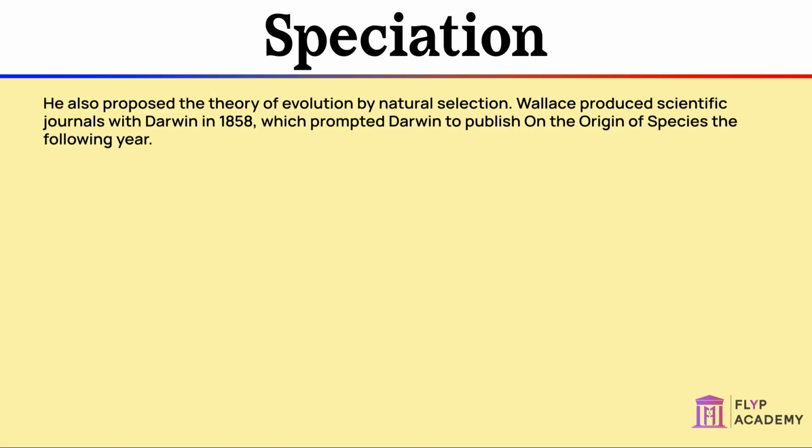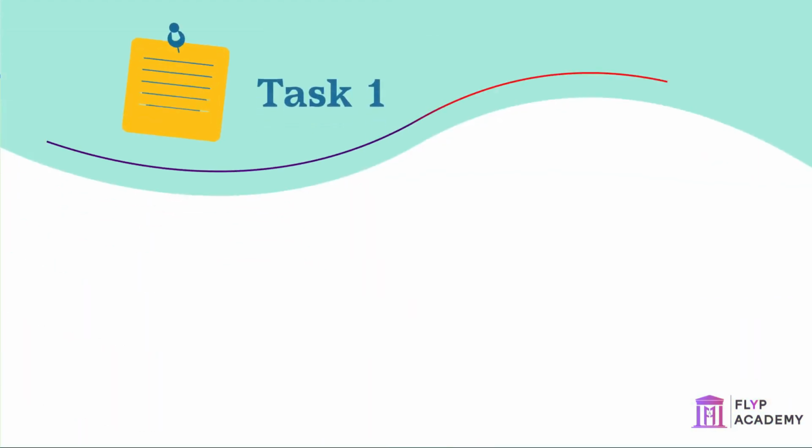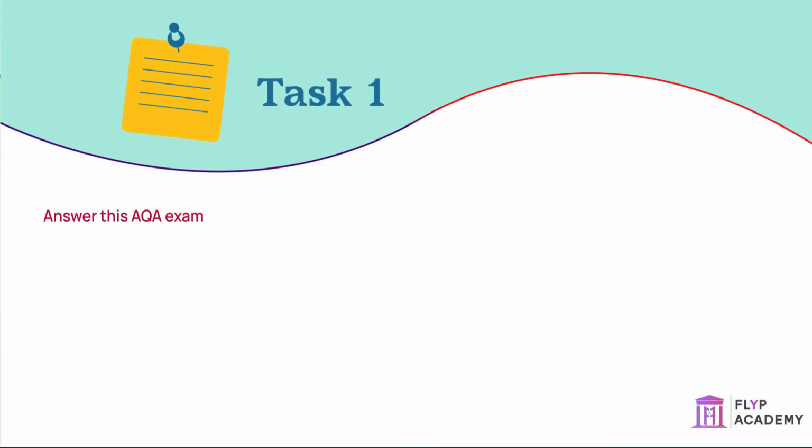Wallace found that butterflies evolved to have different colours and patterns in different places, even though they came from the same common ancestor. Task: answer this AQA exam question.